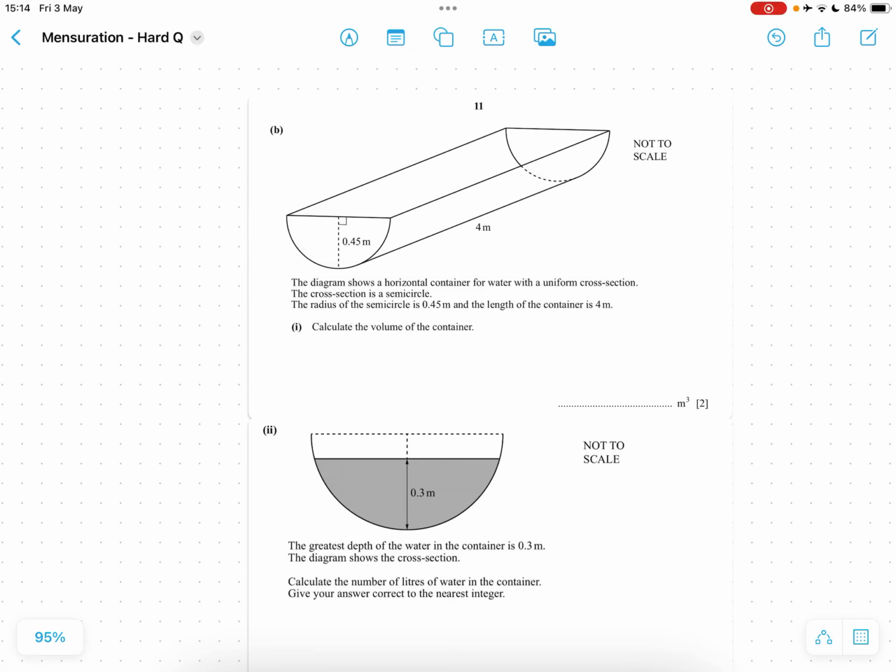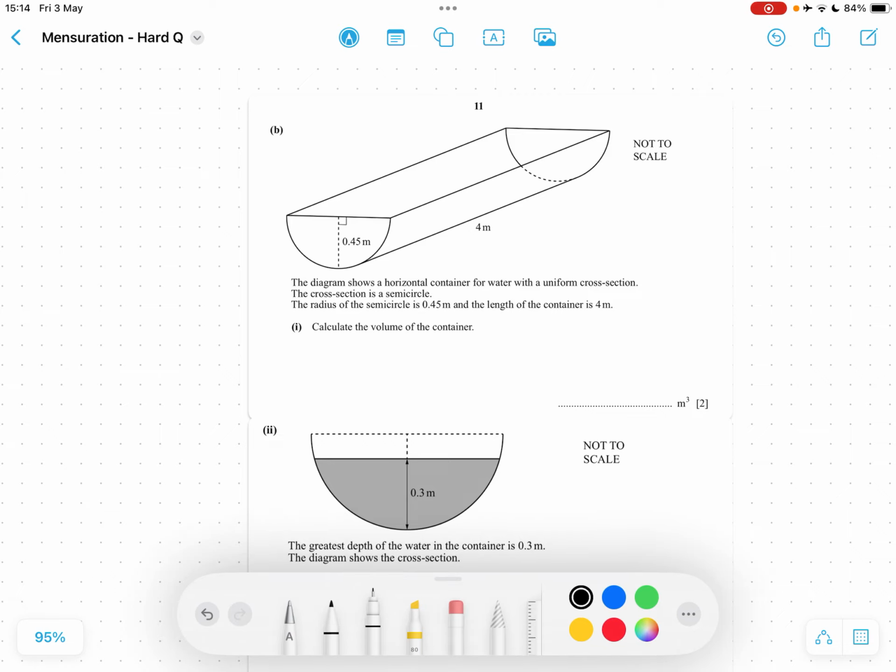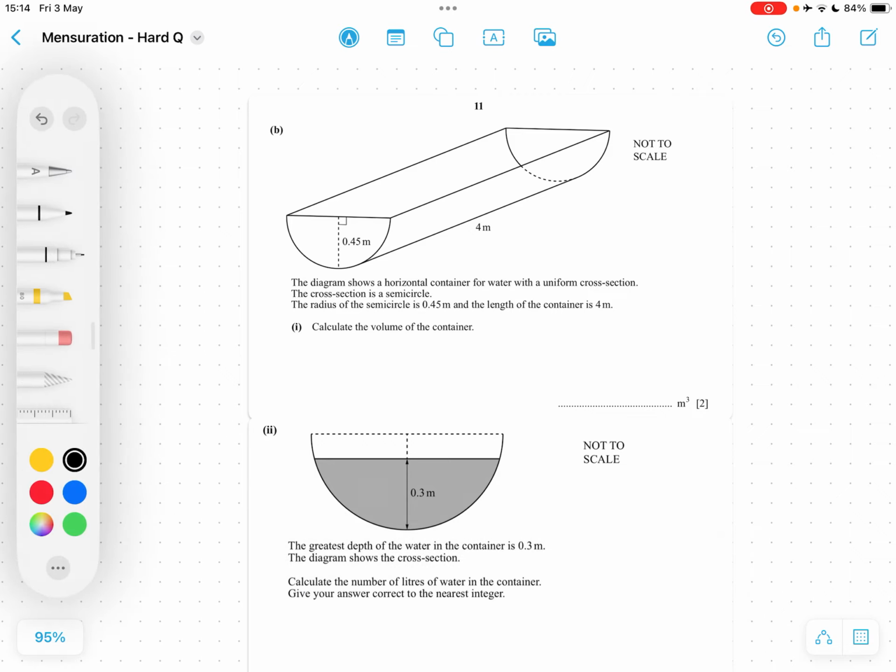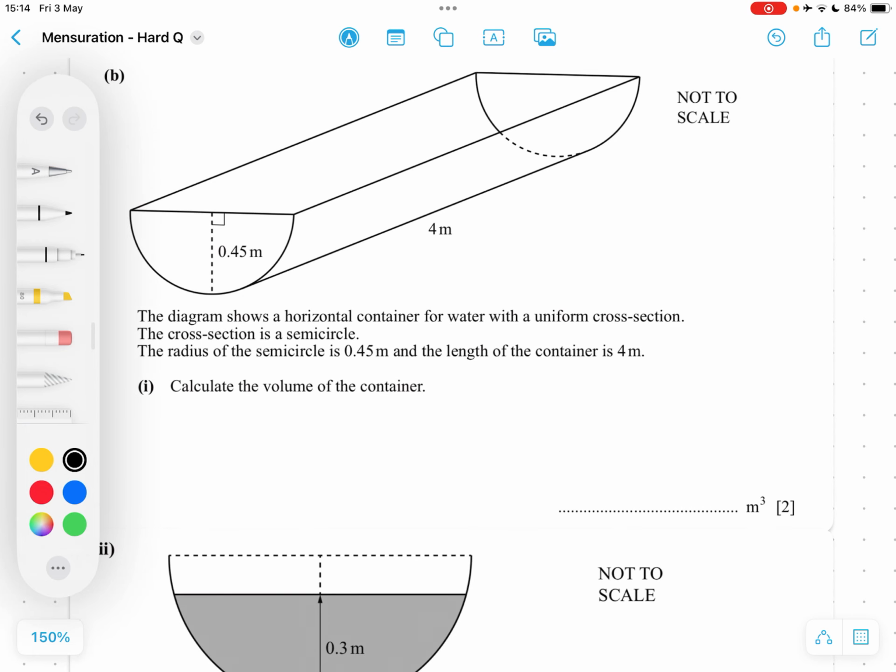Hello. So in this video, I'll be going through a tougher, more Paper 4 style mensuration problem. We have a horizontal container for water, and the cross section is a semicircle. So this part right here is a semicircle. It's given that the radius of the semicircle is 0.45 meters, and the length of the container is 4 meters. So calculate the volume of the container.